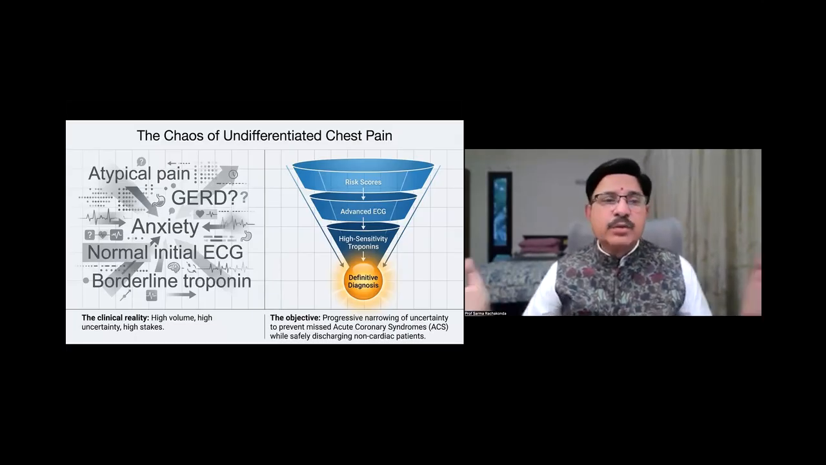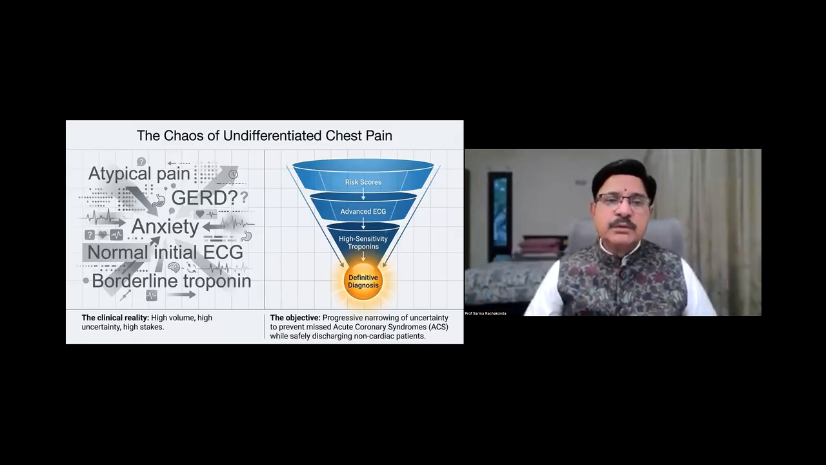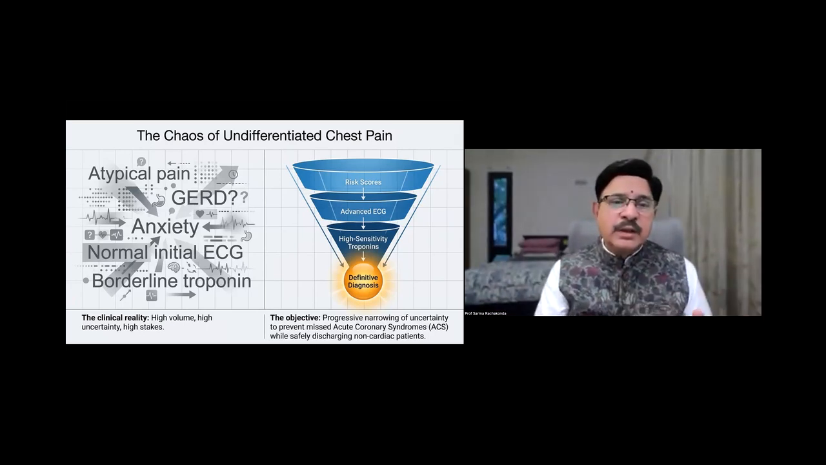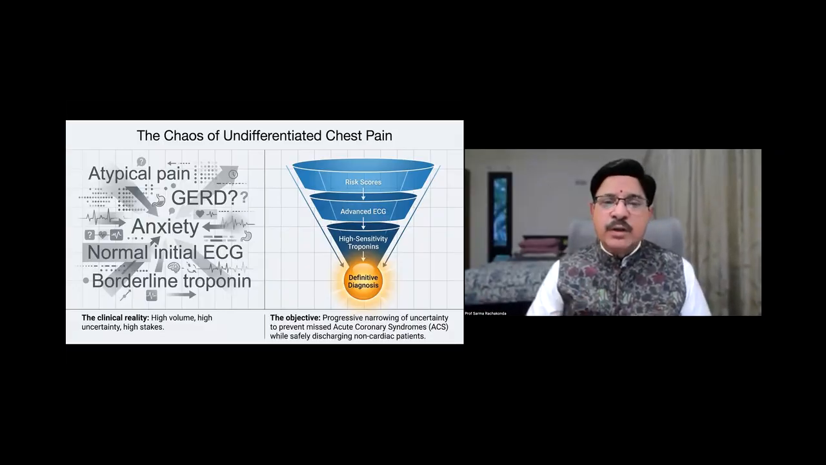Okay, I have a confusion. Atypical pain, is it GERD? Is it gastritis? Is it anxiety? ECG is normal. Borderline troponins are not elevated. Should I send away the patient as gastric trouble? This is a high volume, high uncertainty situation. Not only that, it is high stake. Cold is a high volume situation, but it is not a high stake situation. It's not like that. High volume, high uncertainty, high stake.